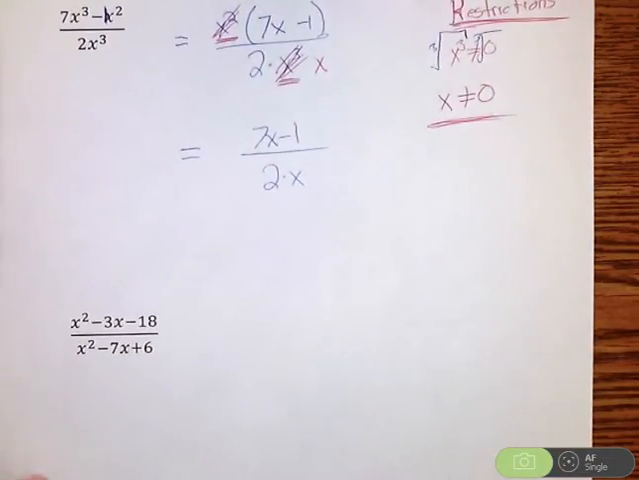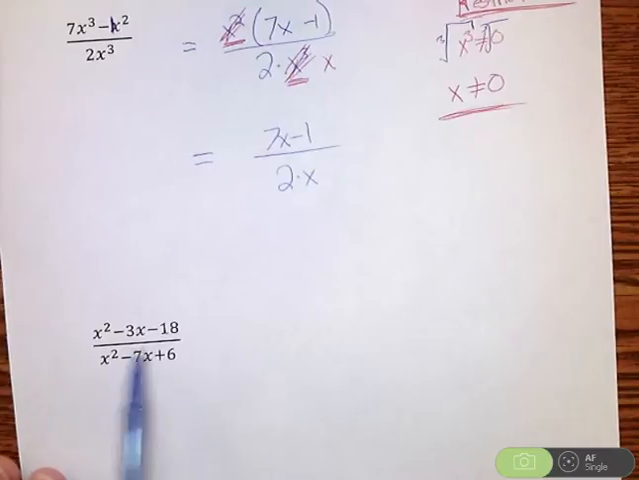So let's go to one more example. I have x squared minus 3x minus 18 divided by x squared minus 7x plus 6. Always remember the name of the game is factor. So I'm going to factor the top.